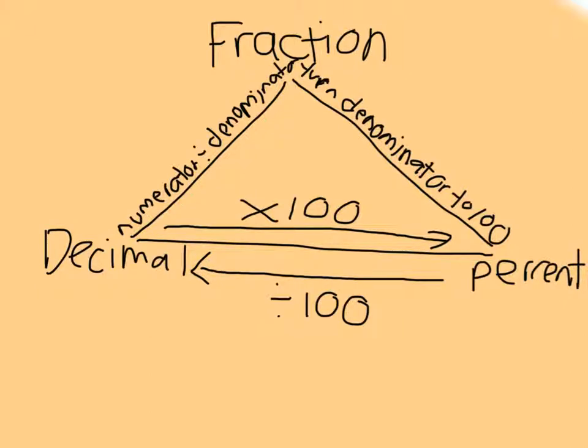So here we have a conversion triangle for you. This is just a review of what we already learned. To convert a fraction to a percent, you have to turn the denominator into 100. Then to convert a percent to a decimal, you have to divide the percent by 100. Then to do the fraction to the decimal, you have to divide the numerator by the denominator. Then to get a decimal to a percent, you have to times the decimal by 100. And then that's it. Thank you.